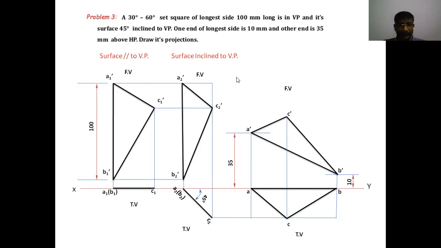Always the front views are above XY. If it is in the first quadrant, top views are below XY or onto XY. This condition we will get by following this. One end of the longer edge is 10 mm and another end is 35 mm above HP. One end is 10 mm, another end is 35 mm above the XY line. Then we will get this condition, these views, final stage front view and top view. Clear, students?